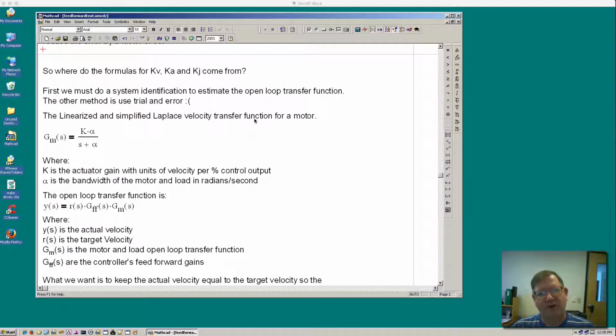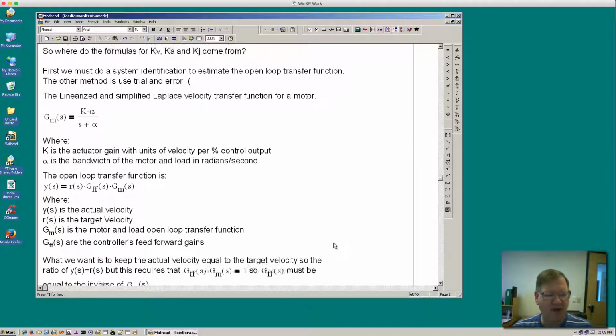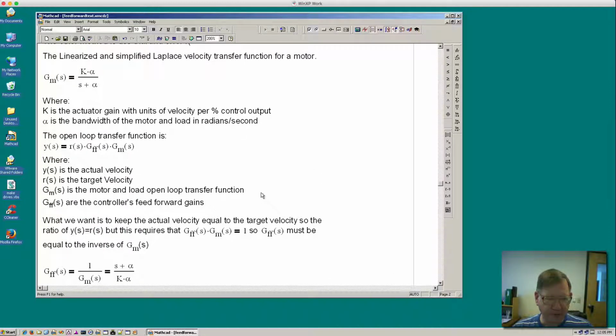To start with, we're going to use an example of a motor, a simple motor that's got a gain, which is, say, millimeters or radians per second per percent output, and a bandwidth. And the bandwidth is determined by the mass and the amount of torque that the motor can produce. So down here we have the formula for the open loop transfer function.